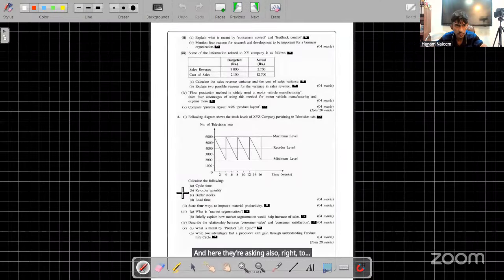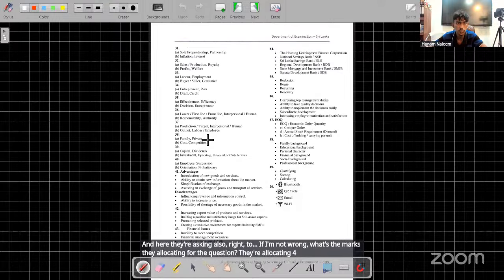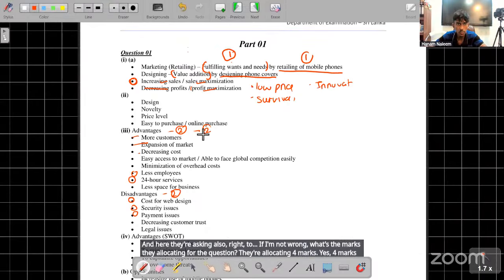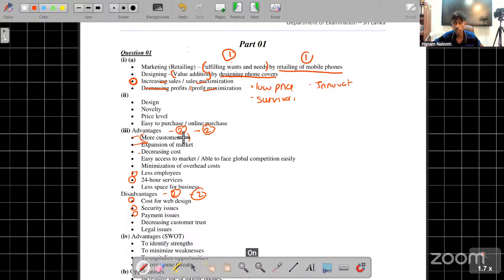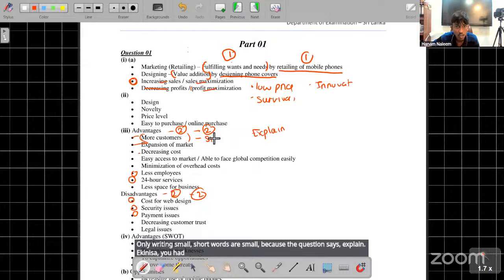If I'm not wrong, what's the marks they're allocating for the question? They're allocating 4 marks. Yes, 4 marks. So 2 marks here, 2 marks here. Can we just write only these words? Is that enough? Only writing a small short word is not enough, because the question says explain. You have to write a small sentence, not a big one.